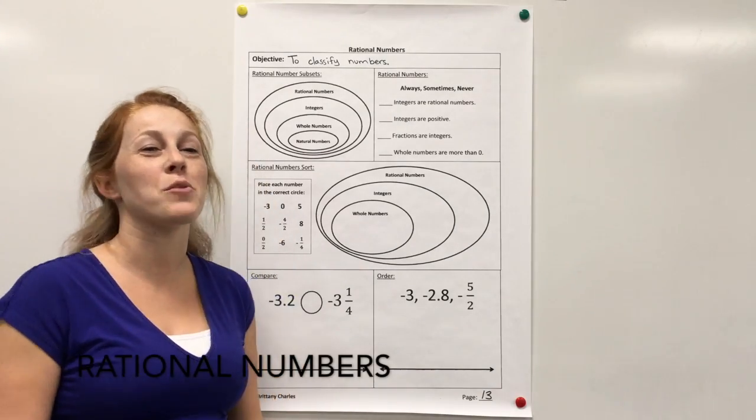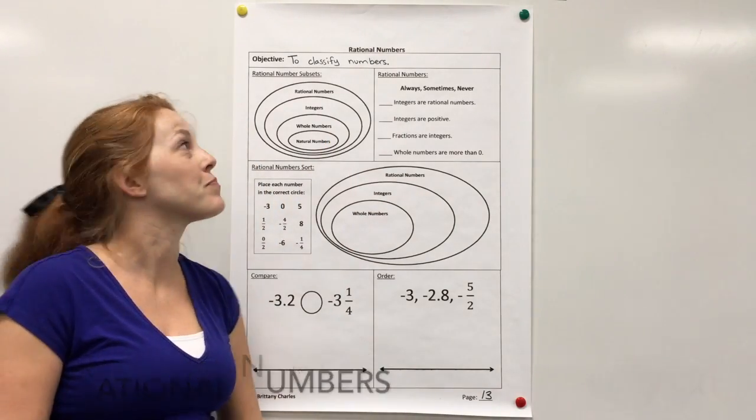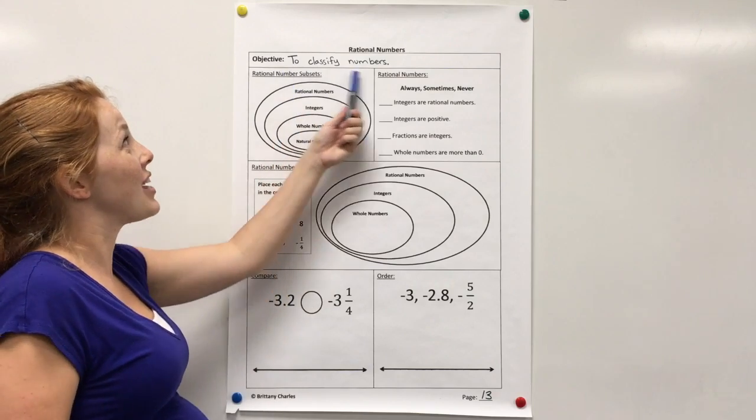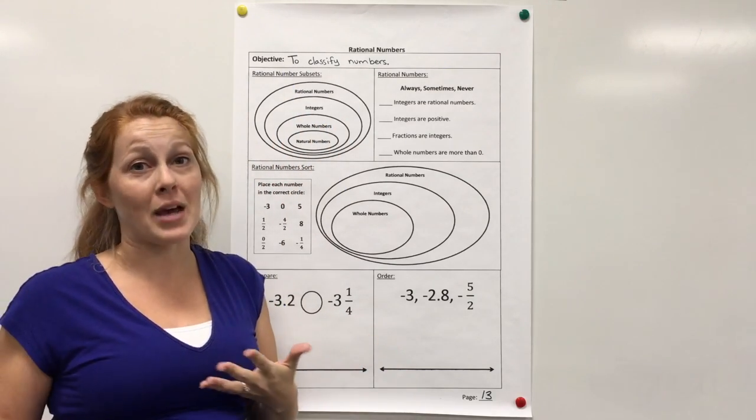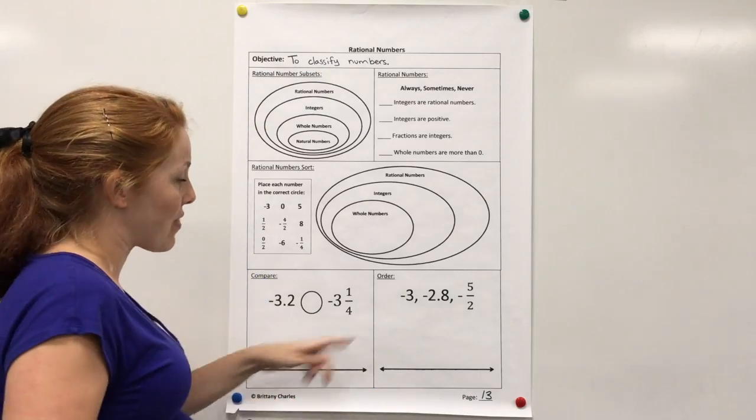Guys, today we're going to learn about different rational numbers. Alright, so our objective is to classify numbers, which basically means to identify and name what type of number each one is. And this is page 13.